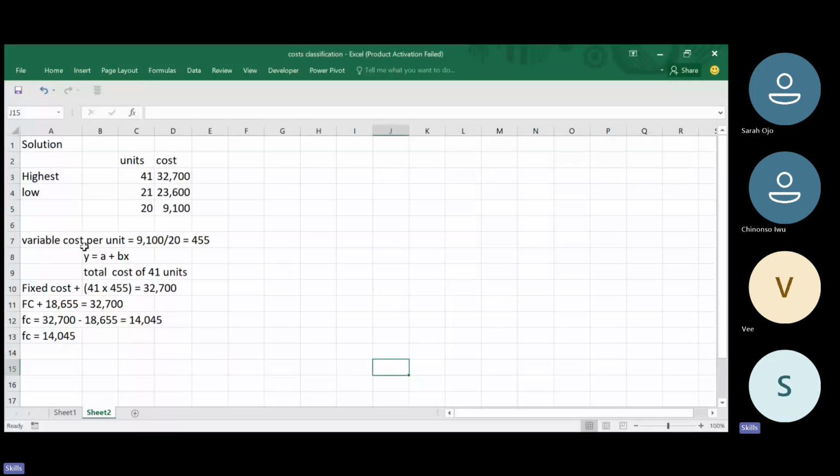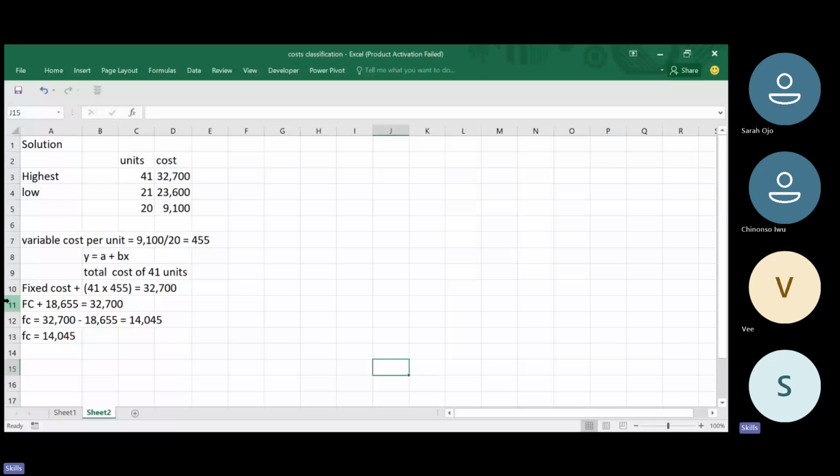Then you determine the variable cost per unit by dividing the total cost difference by the unit difference. You have 455 naira as the unit variable cost. That's the variable cost per unit. So adopting this formula, you have the total cost of 41 units, which is fixed cost plus 41 times 455 naira, the per unit cost, equal to 32,700, the total high cost.